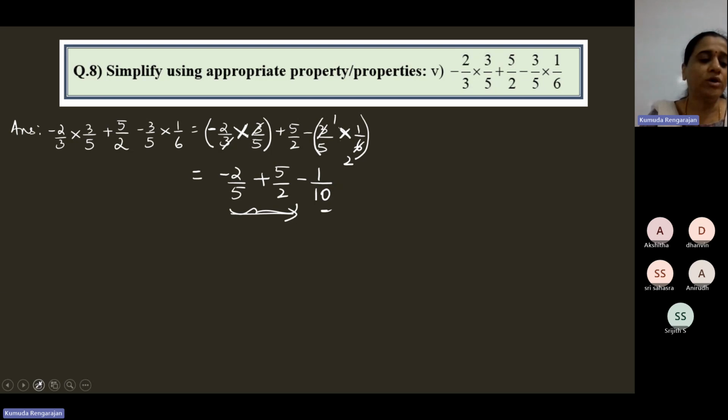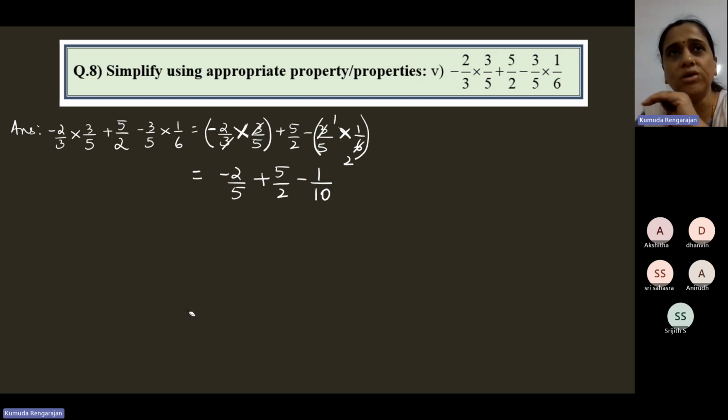But what you can also do is, when the expression has only addition and subtraction, you can do all of them together. Only plus minus is there, nothing else is there. You can do all of them together. If you want to do 2 at a time, then do these two.